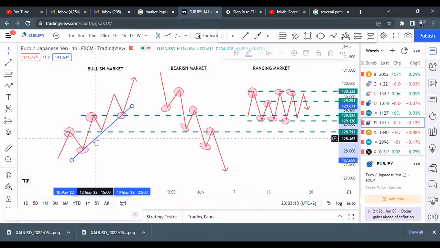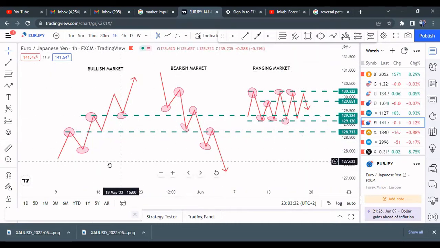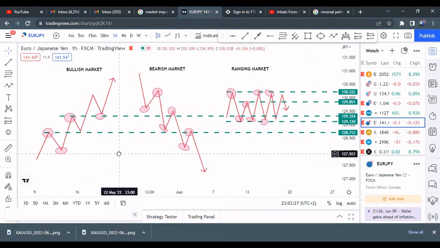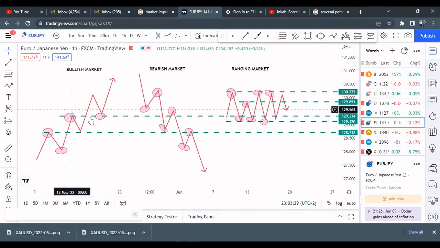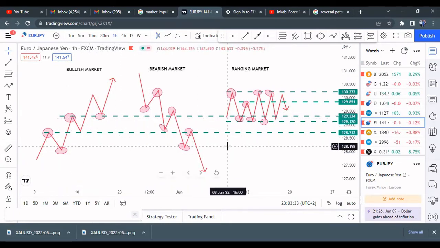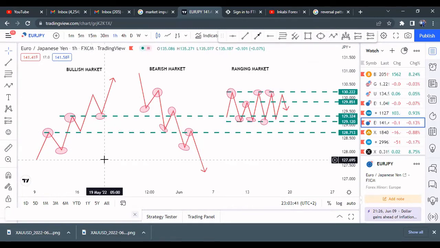Now I'm going to talk about the change in the direction of the market. How does the direction change? Because that's the most important thing to know. Also, avoid trading in a ranging market. So it's important to know what happens before the market changes direction, right?